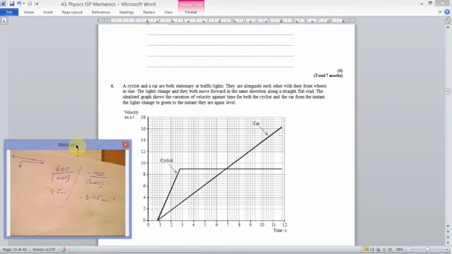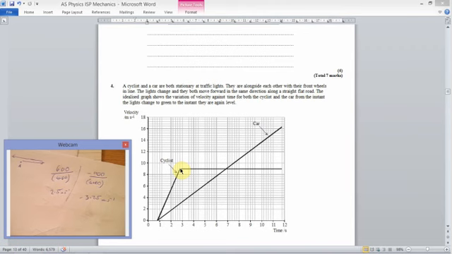So, a cyclist and a car are both stationary at traffic lights. They're alongside each other with their front wheels in line. Okay, the light changes and they both move forward in the same direction along a flat road. The idealized graph shows the... They say it's idealized because it should be a smooth curve everywhere, but it's a sort of sharp turn instead.